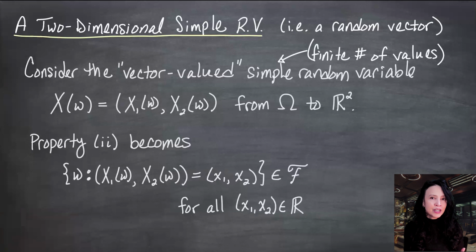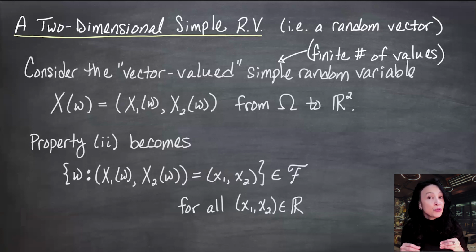So a two-dimensional simple random variable takes on a finite number of values, and part of the definition is that for any little x1 and x2 in R2, if you look at what omegas put through this two-dimensional function give you that point, then that needs to be in F, and that's the measurability condition. That is how we define a two-dimensional random variable.